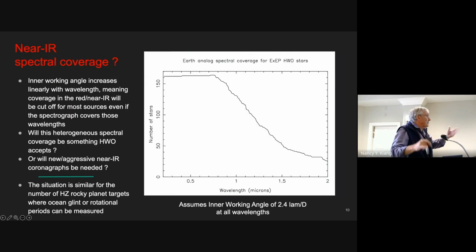So this is something that you should take into account in your modeling. And when you say that HWO could do 25 habitable zone rocky planets, yes, but not all to the same red wavelength cutoff. This is similar for the other metrics that we talked about, like the ability to do ocean glint or the ability to do the rotational modulation of the planet to see surface features. Those are not going to be doable for every target either. So we have to consider every star and its habitable zone planet individually.